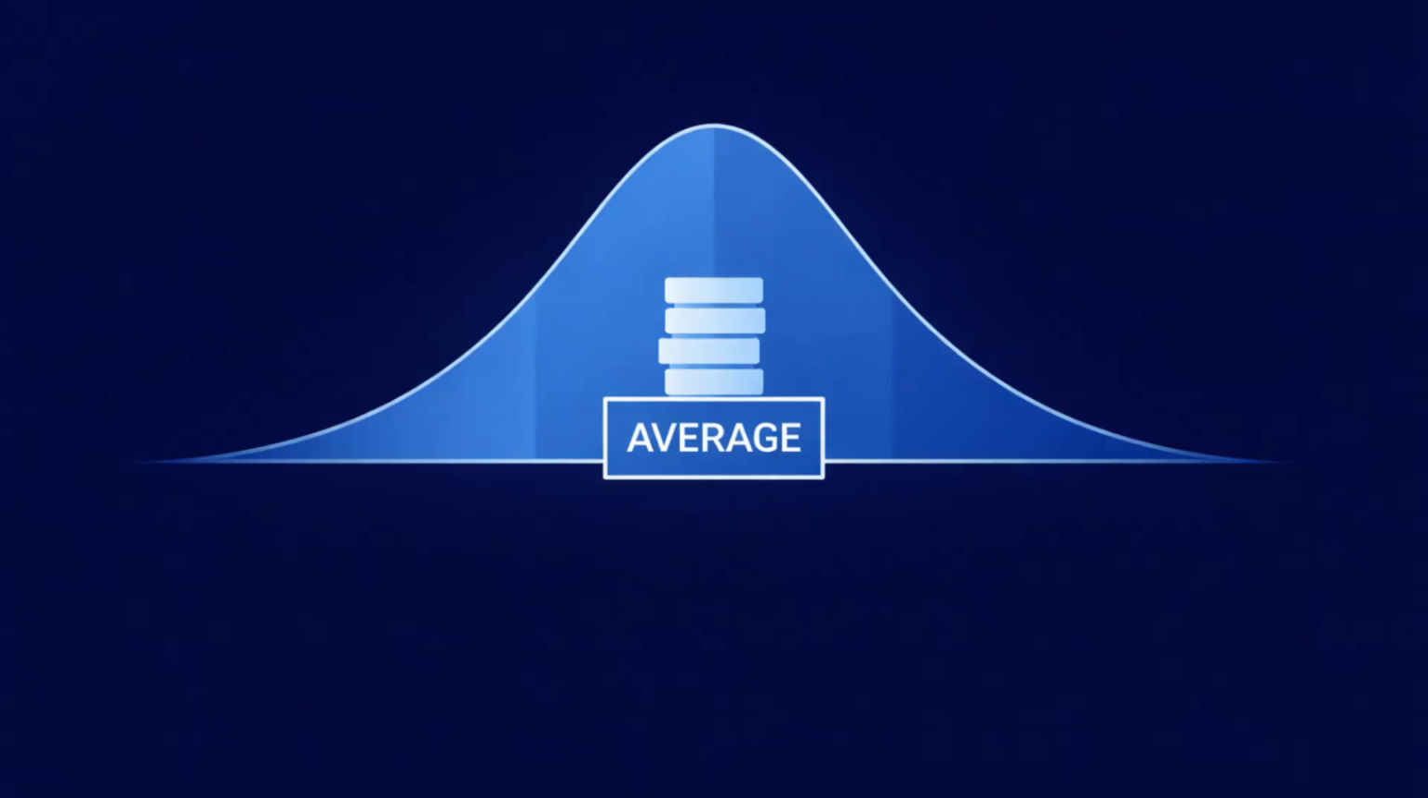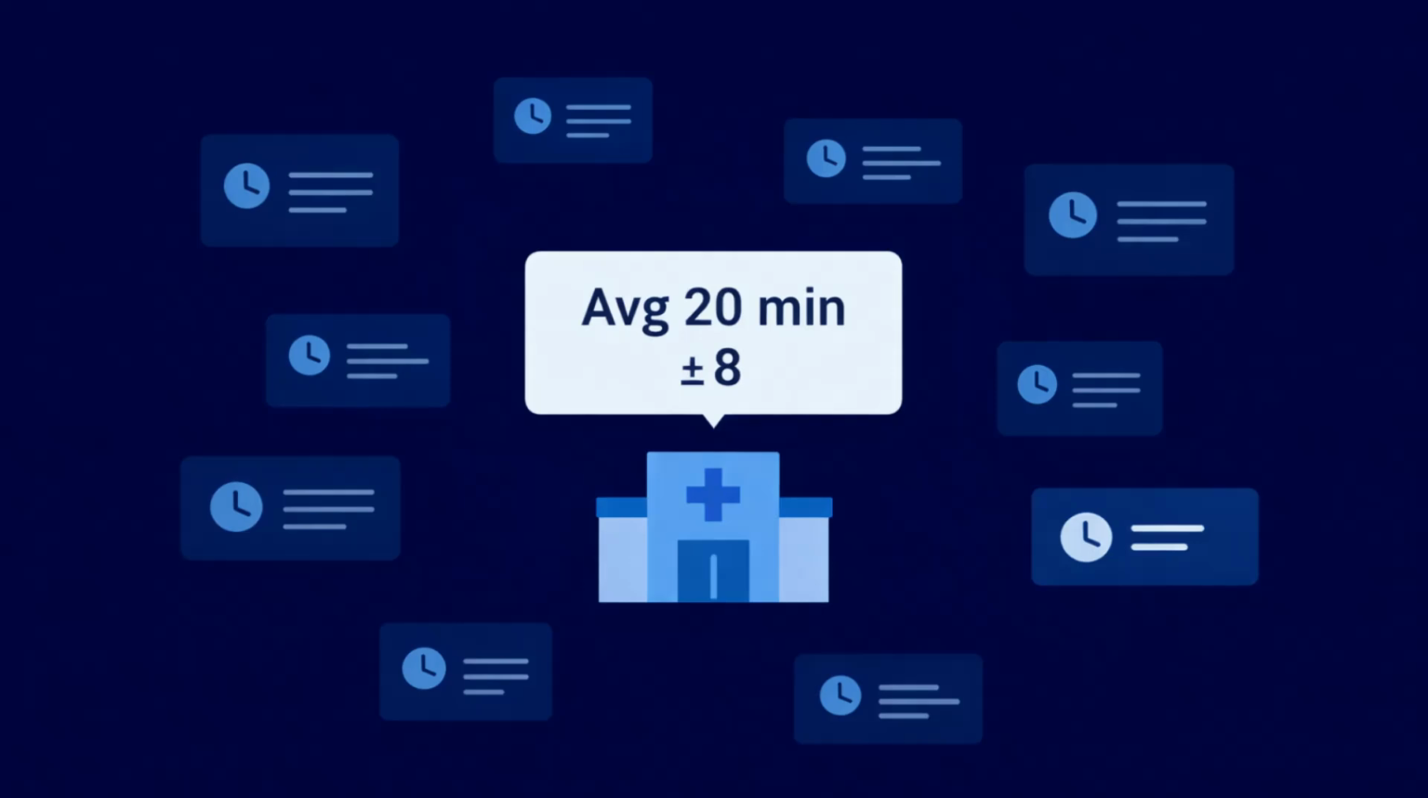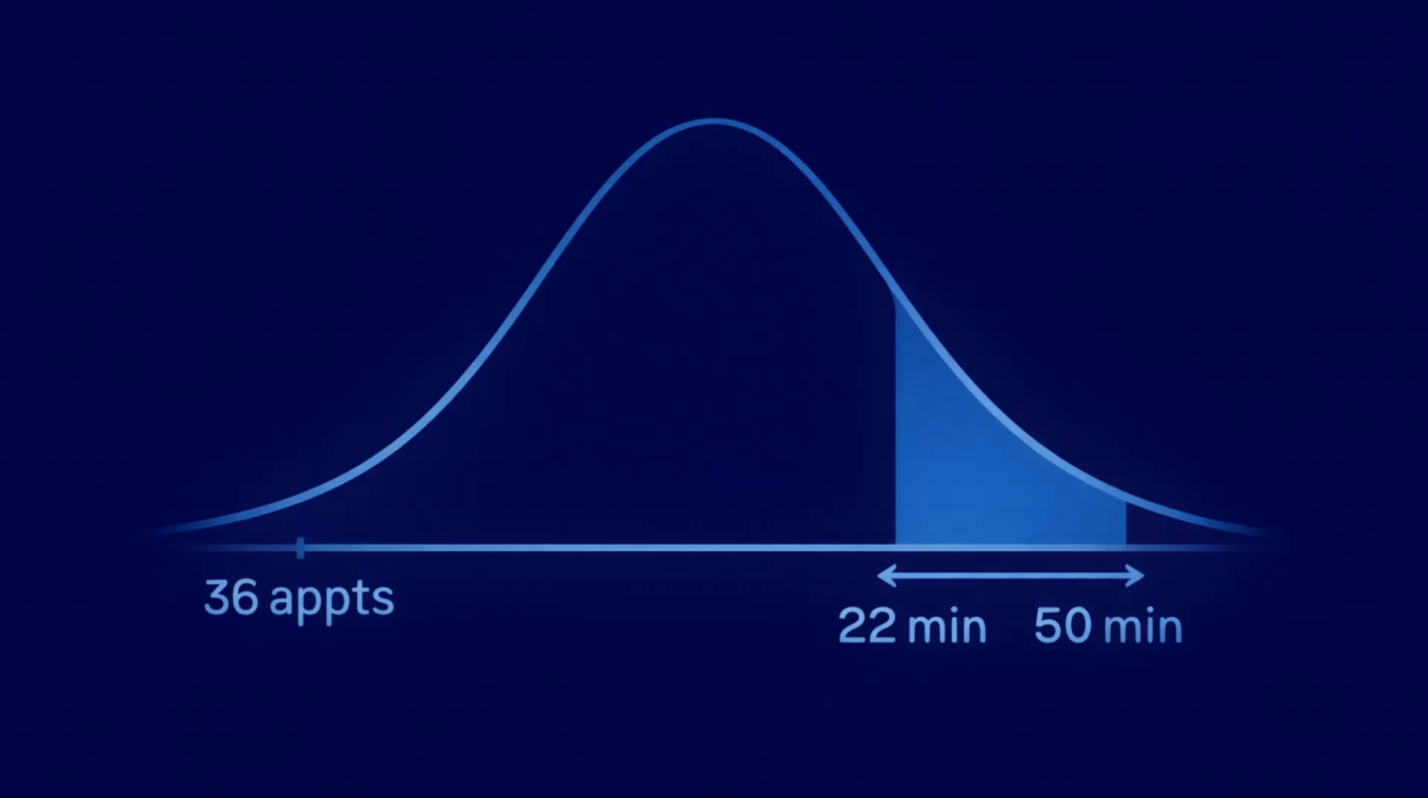Now let's look at situations where the Central Limit Theorem applies. These are still handled with a normal calculator, but the interpretation is different because we're talking about averages. Imagine a clinic that tracks appointment lengths. Individual appointments vary a lot, but the average appointment length is 20 minutes with a standard deviation of 8 minutes. The clinic schedules blocks of 36 appointments and wants to know how likely it is that the average appointment length in a block exceeds 22 minutes.